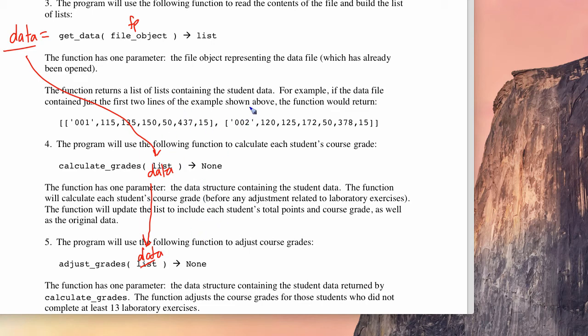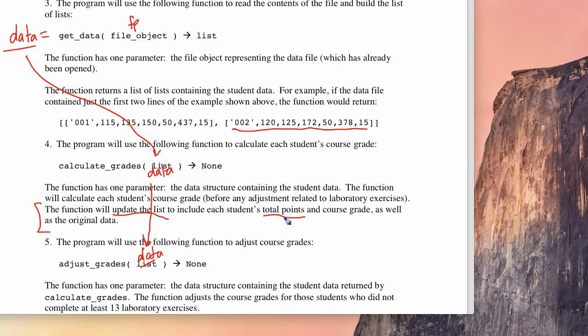And there's a few things to notice about this. Here you can see in this example, unlike the way I showed you before, these elements in the list have already been converted to integers. But this here is to show you, hey, I have a list of lists, and then when I calculate the grades, it updates that list to include each person's total points.